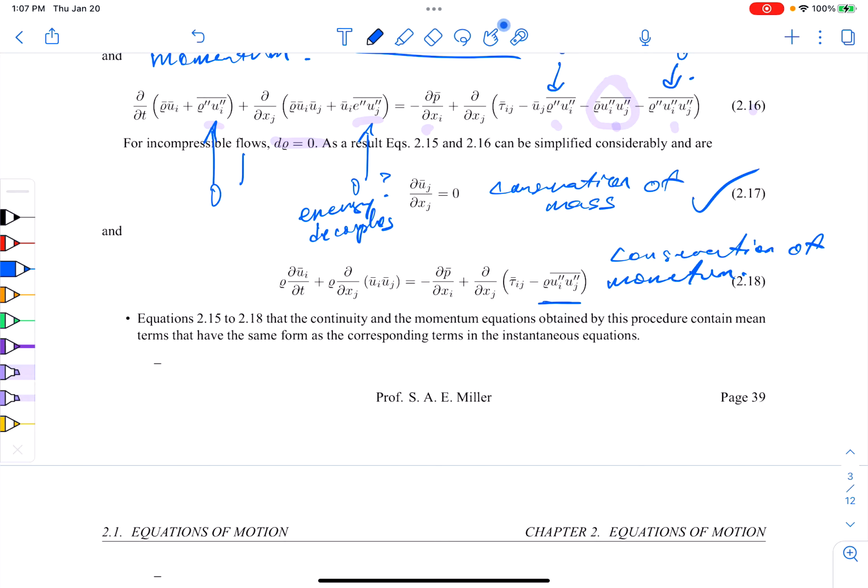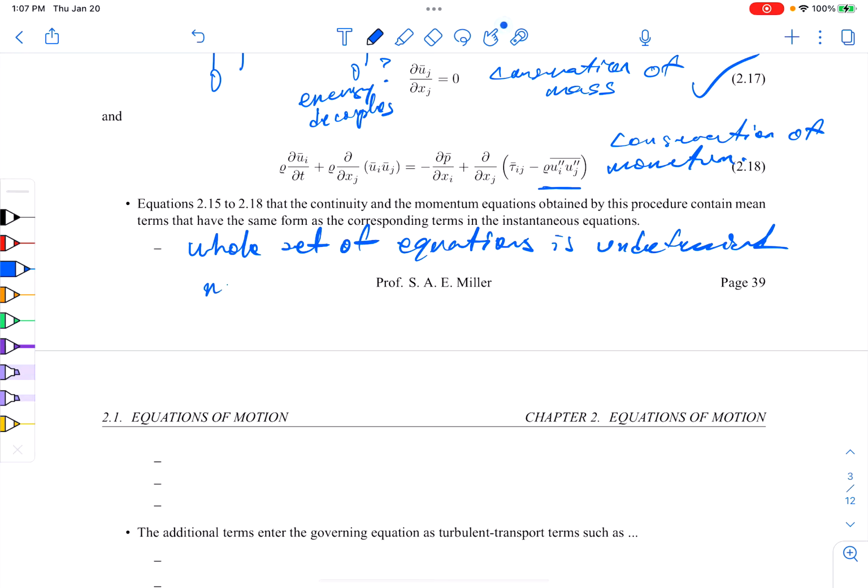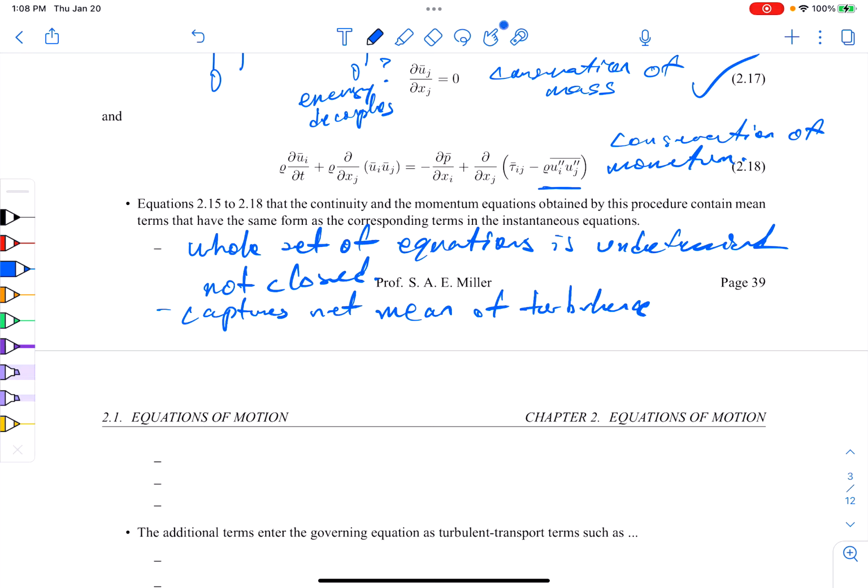A few notes about this conservation of energy and momentum: first of all, the whole set of equations is underdetermined and not closed, right? That's all it means. And it does only really mean the net mean effects of turbulence. So we're not tracking individual quantities anymore, like we would in a DNS or LES. And of course, they're not closed, and that means they require additional relations, which is what closure is, additional equations.